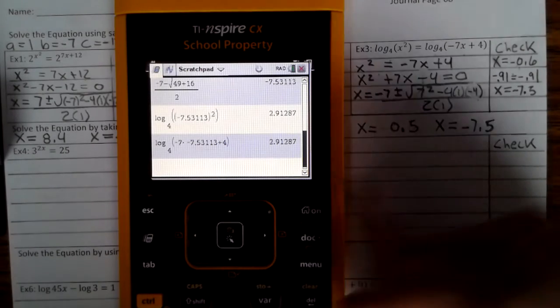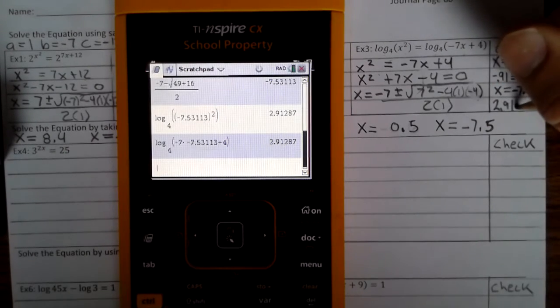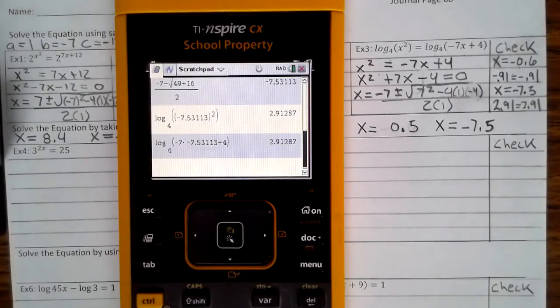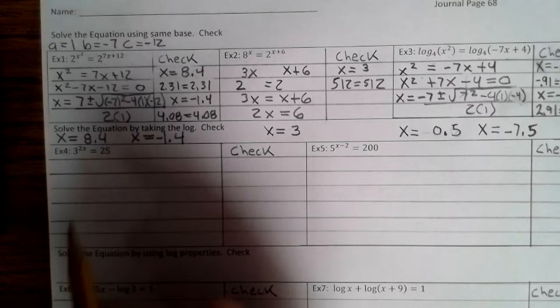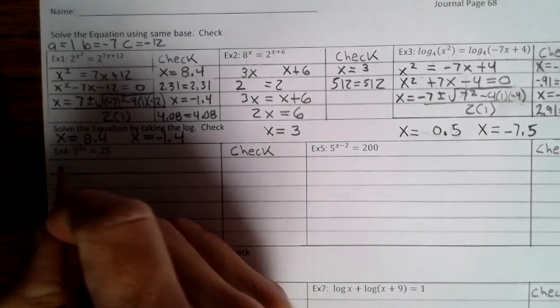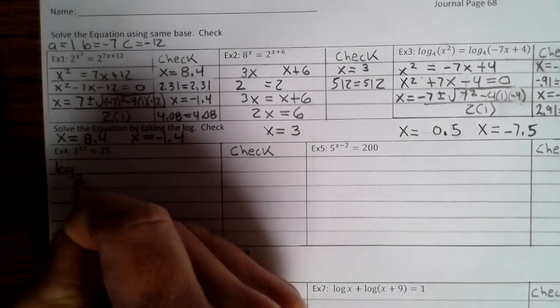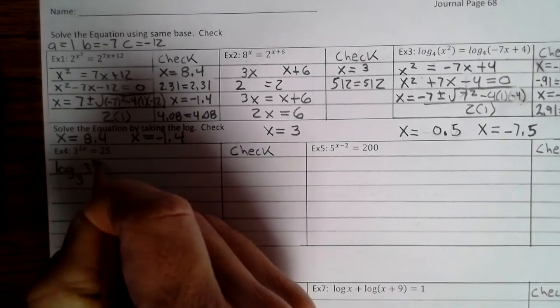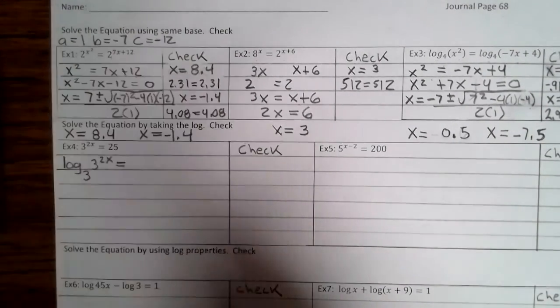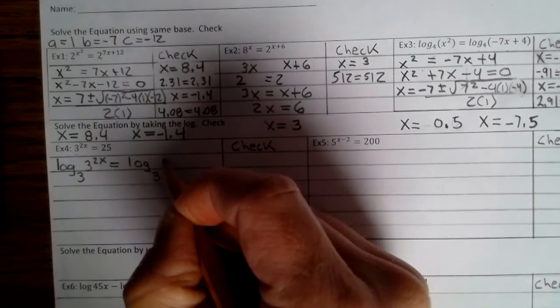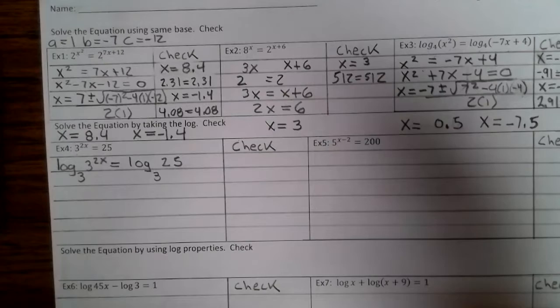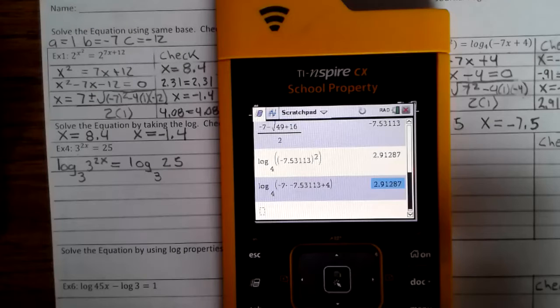All right, so example 4 says solve the equation by taking the log. Okay. Now, what you do is if the base is 3, you do log base 3 of 3 to the 2x. But what you do to one side, you have to do to the other. Okay, so now you do log base 3 of 25. And let me just kind of explain why that is. Let's just say let's take control log base 3 of 3 to the, I don't know, 7.